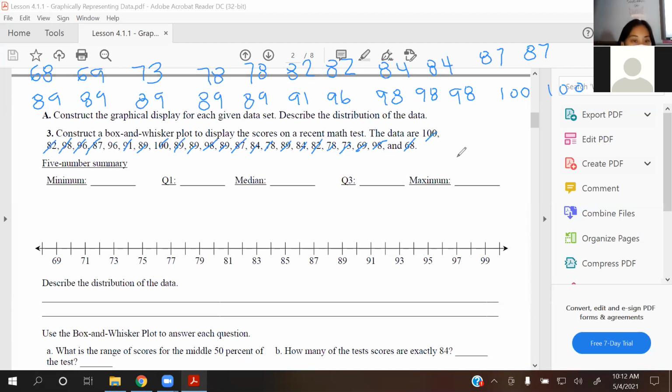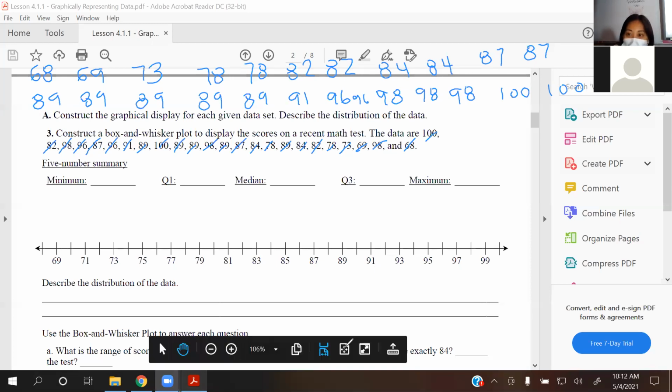Okay, so I fit it all in two rows. Oh, I missed a 96. There we go. Okay. Did you guys get this too?